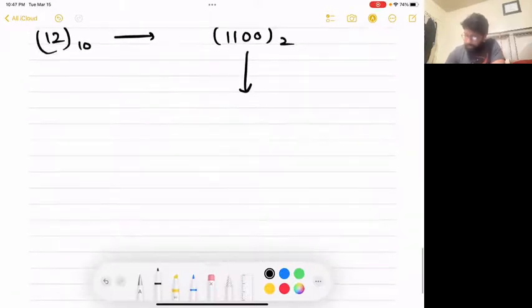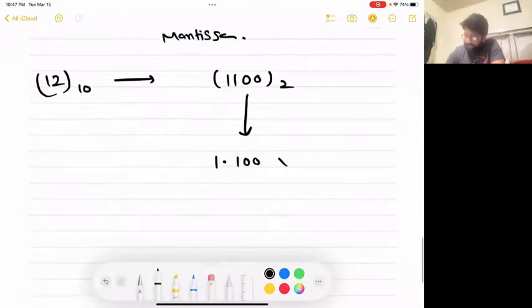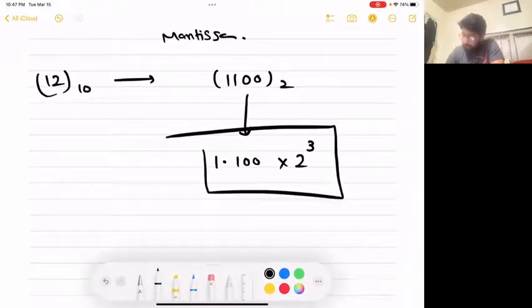To normalize it, we have to just write it like 1.100. So we moved the decimal 3 times. So 2 to the power of 3. That's the normalized form of this number.